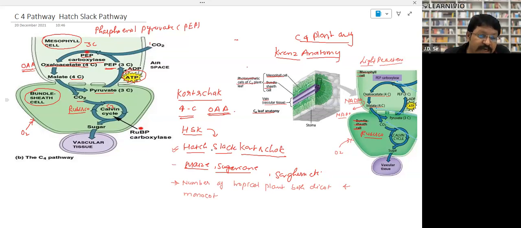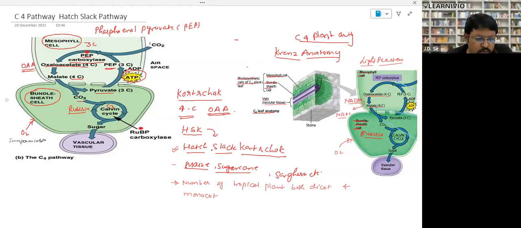Oxaloacetate, OAA. Then oxaloacetate will convert into malate. This malate will be transported into where? This will be transported into the bundle sheath cell. Bundle sheath cells are impermeable to oxygen. I have made that over here, right? They are impermeable, right?